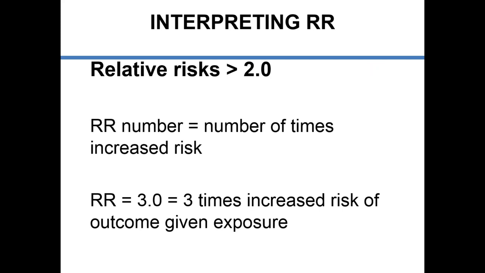When it's greater than 2, it's simply, oh, it's 2 times higher, or it's 2.5 times higher, or it's 3.5 times higher, it's 9.7 times higher. It's simply the number of times your risk is increased. Next slide, please.